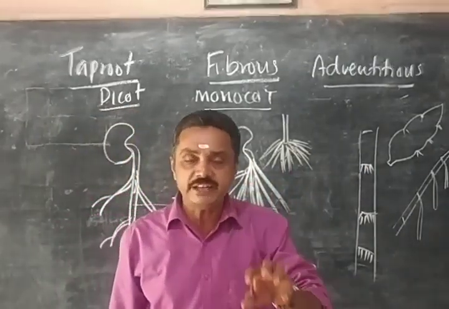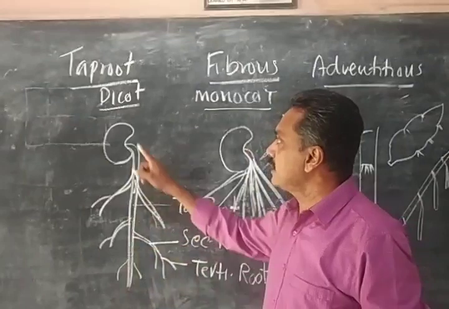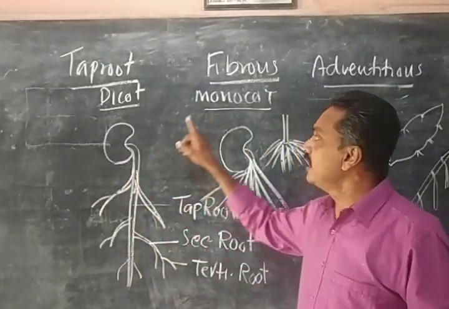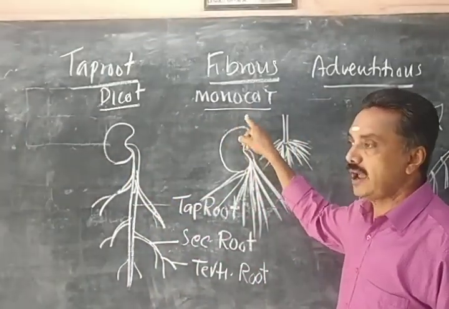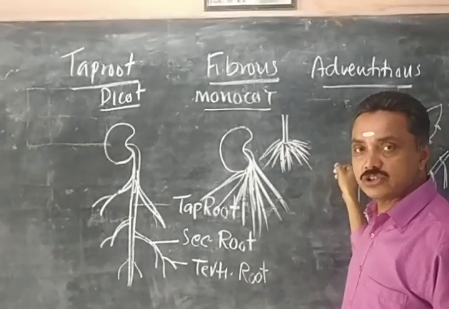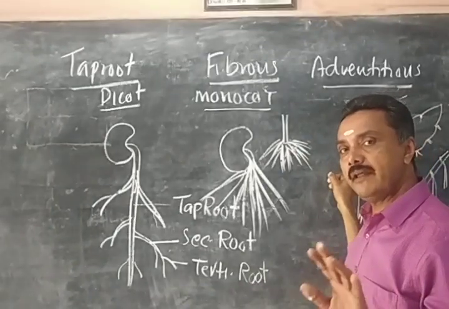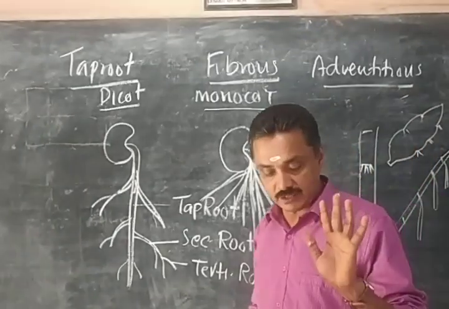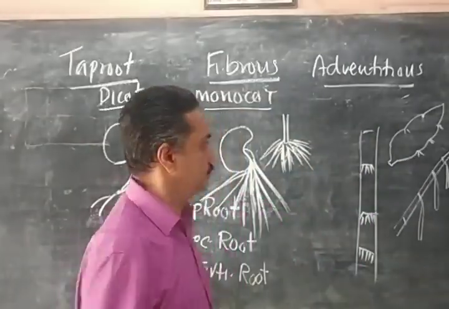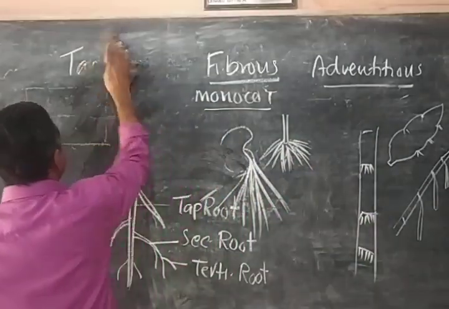So there are three types of root system in angiosperms: taproot system seen in dicots, fibrous root system seen in monocots, and adventitious root system seen in both monocot and dicot plants. Okay, clear that there are three types of root systems. Let's see the next topic.